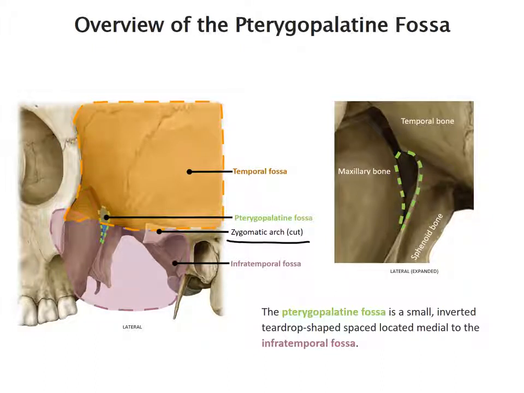This fossa is shaped like an inverted teardrop. The pterygopalatine fossa is located medial to the infratemporal fossa and is immediately posterior to the maxilla, as shown here. This large teardrop-shaped opening, which enters into the pterygopalatine fossa, is referred to as the pterygomaxillary fissure. The pterygomaxillary fissure is outlined here by the green dotted line.